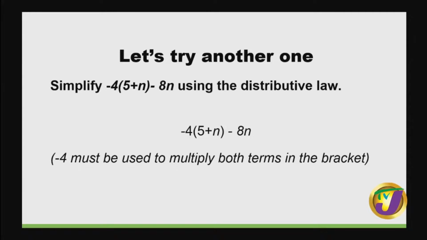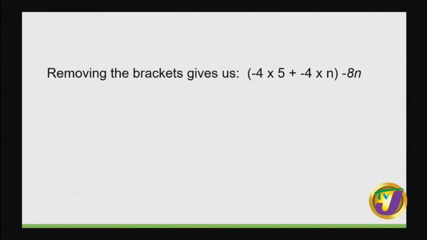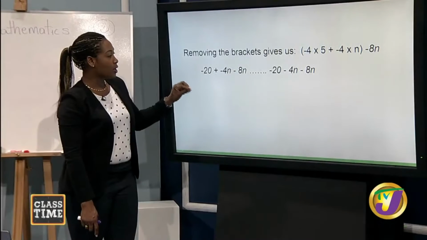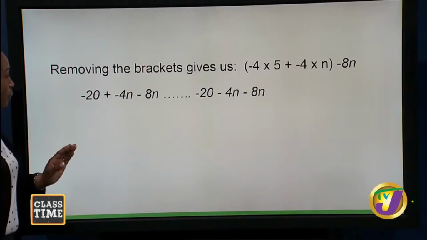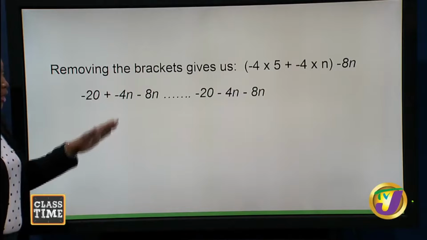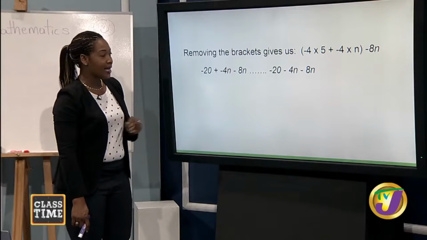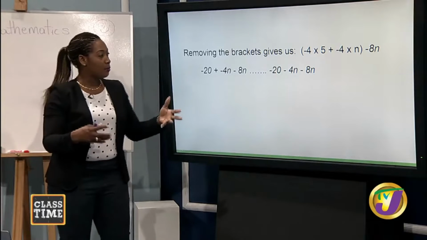And that would look like, removing the brackets, we have negative 4 multiplied by 5 plus negative 4 multiplied by n. And of course, now negative 4 multiplied by 5 gives us negative 20. Negative 4 multiplied by n gives us negative 4n. Now, I deliberately put the plus and the negative 4n there because initially there was an addition sign and a lot of times we miss the point here.